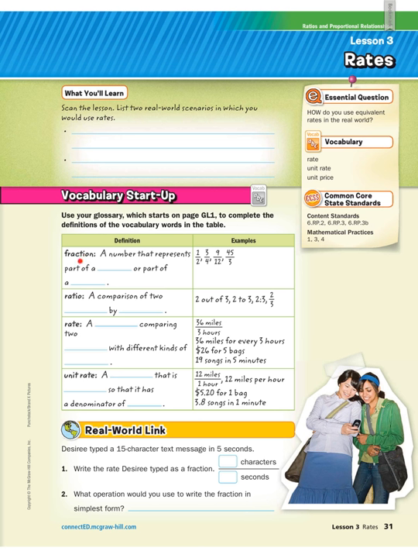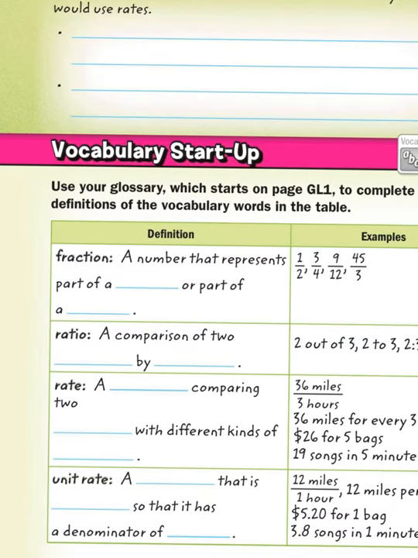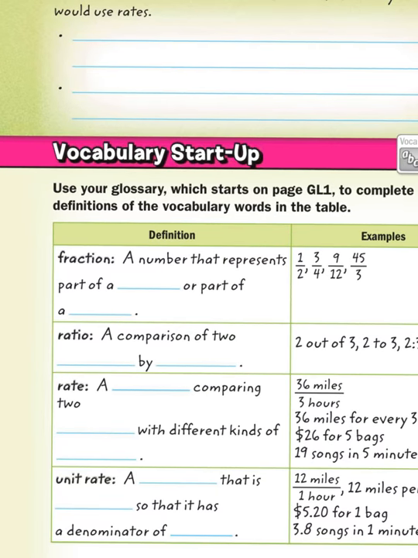So, first, definition for a fraction. A fraction is a number that represents part of a blank or part of a blank. So, if we were coming up with a definition for there, a fraction represents part of a whole or part of a total. And our examples over here: 1/2, 3/4, 9/12, 45/3 is an improper fraction.